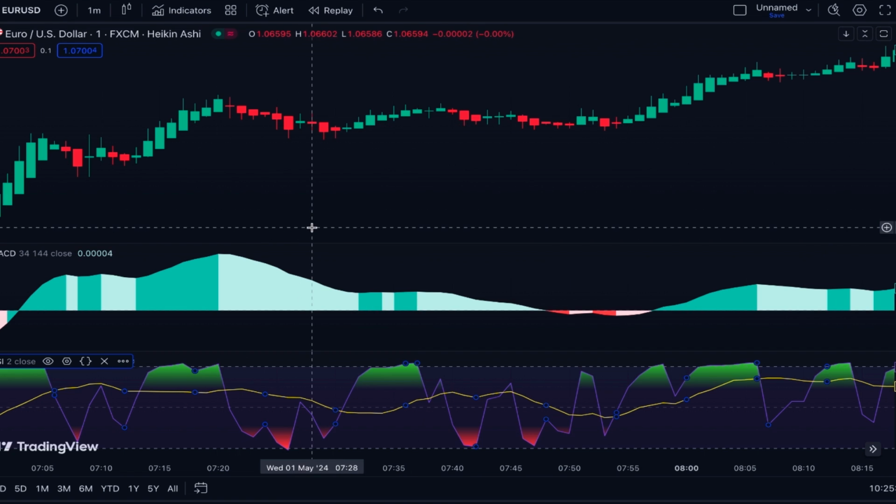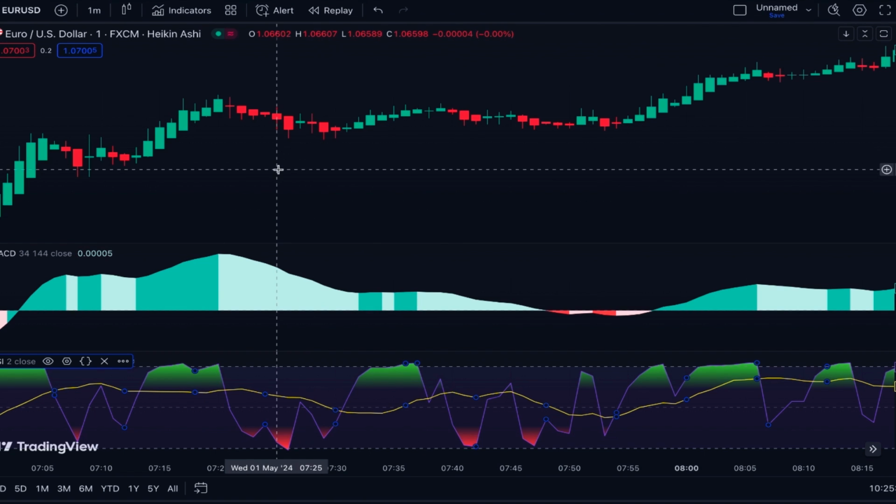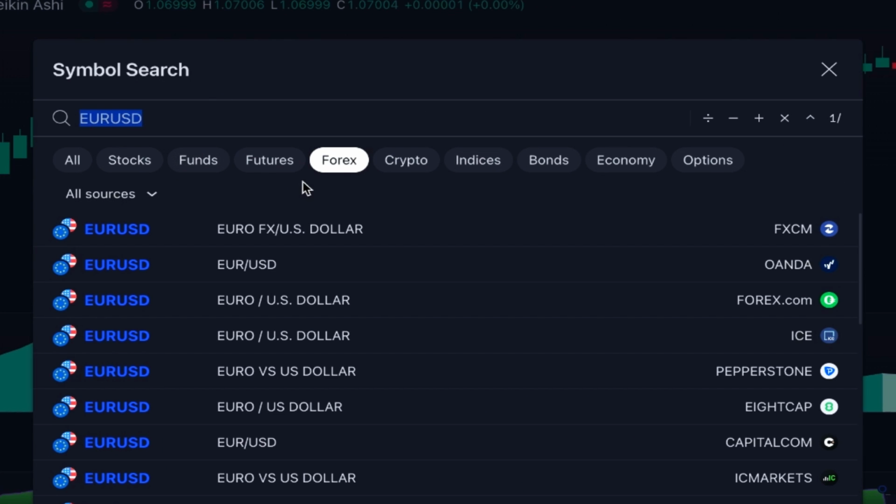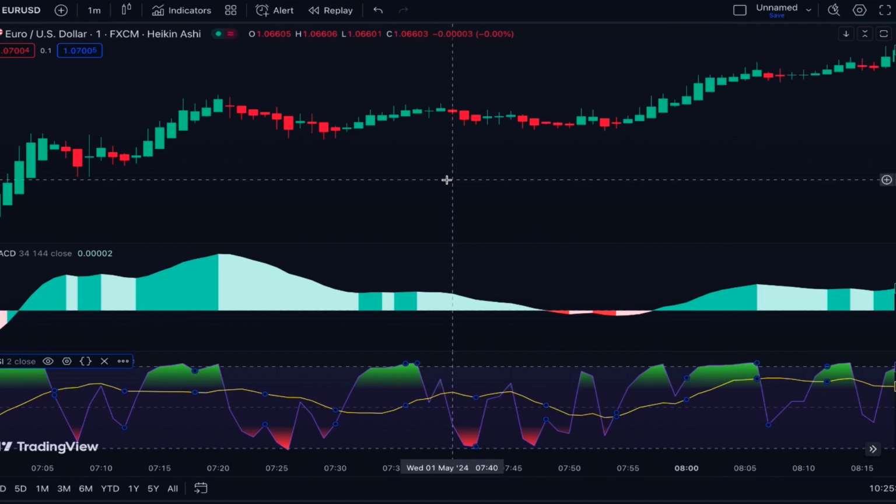This is the price chart of euro to US dollar, but there is no limitation on this and you can use this trading strategy on any other asset or market. The only requirement is high trading volume and liquidity, both in terms of the asset and the broker or exchange that you're trading. So trading on top brokers or exchanges and also trading on highly liquid assets is recommended.